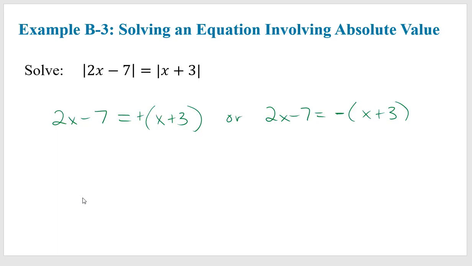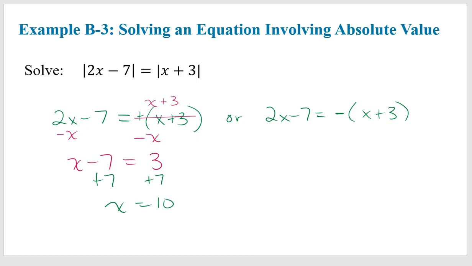So even if there's two absolute values like this where they're equal to each other, you still solve it the same way. All right, so let's solve this first equation on the left. The parentheses I don't need, so I'm just going to cross that out and put x plus 3. I have variables on both sides, so I'm going to move the smaller variable. So I get x minus 7 equals 3. And then I'm going to add 7 to both sides, and I get x equals 10.